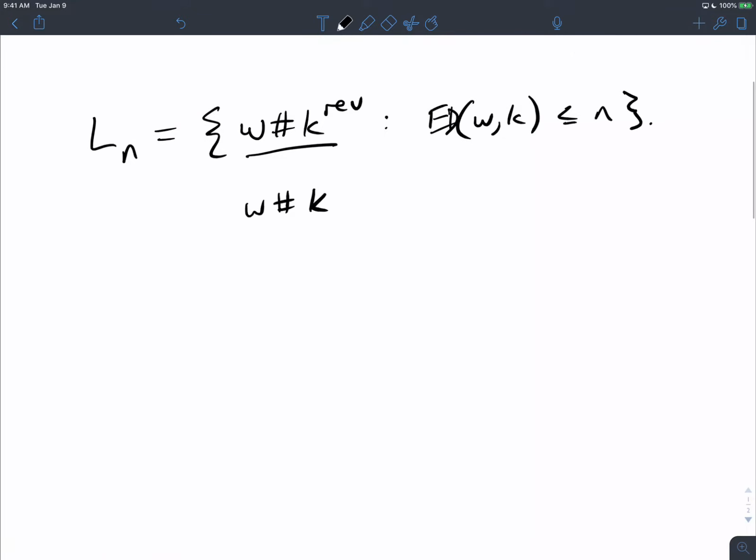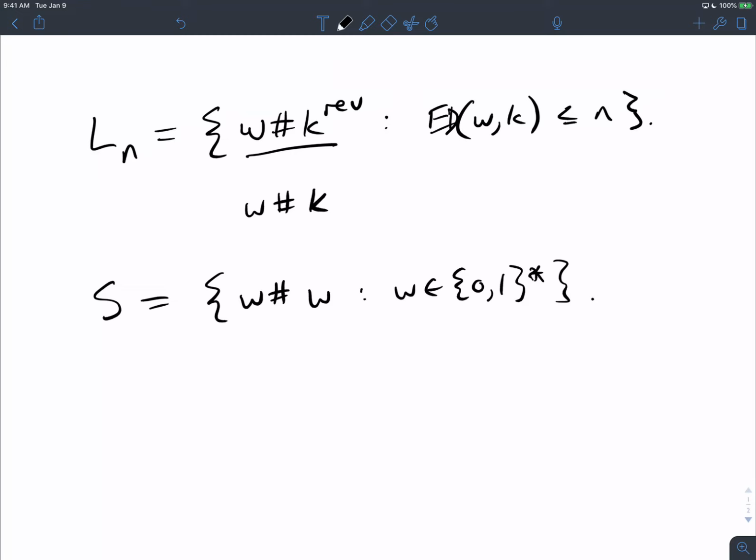No. So what if N was 0? So that must mean it's the same string on both sides. Well, the language, I'm going to call it S, with W # W, let's say with W in {0,1}*, is that context free? Come on, guys. Is this context free? What do you think? Do we need to go through a proof of this, of why this is not context free?